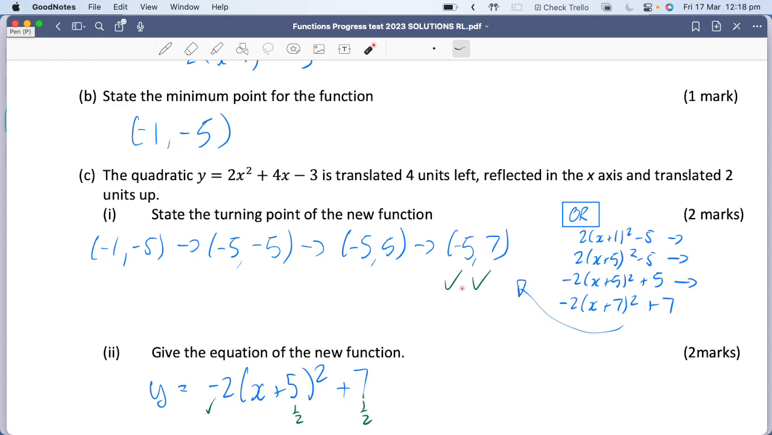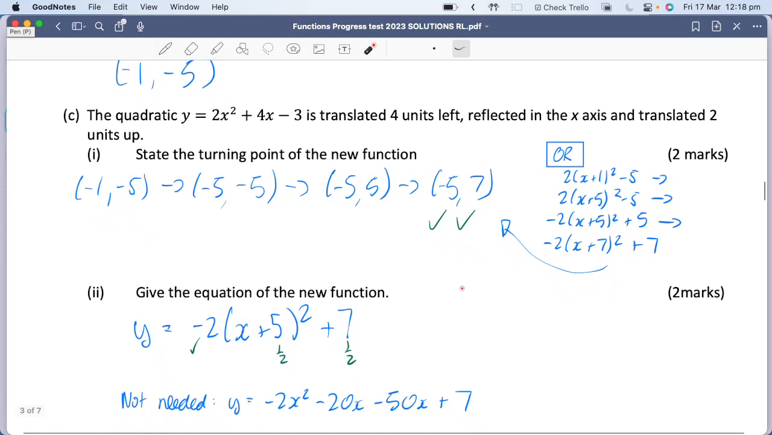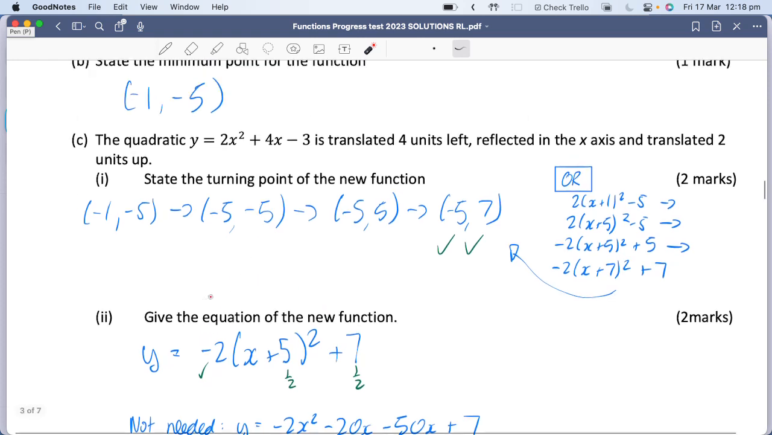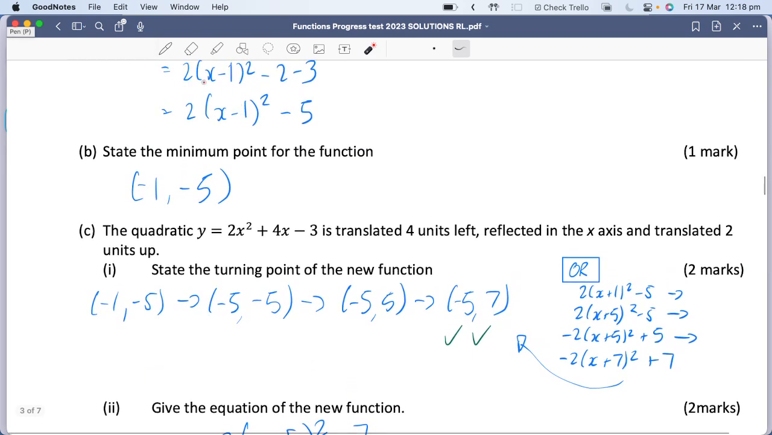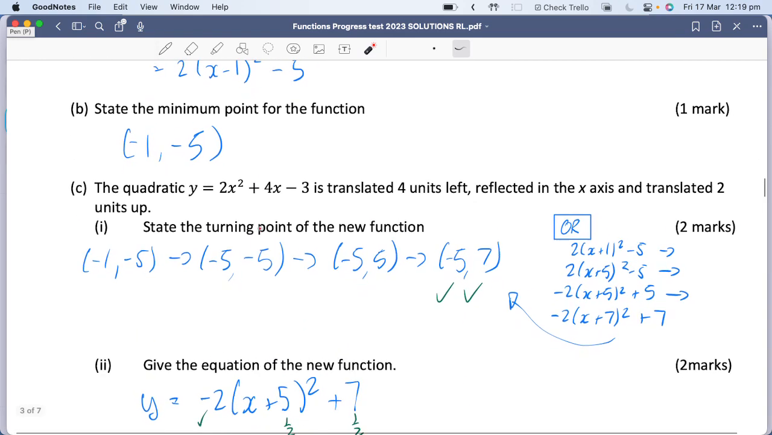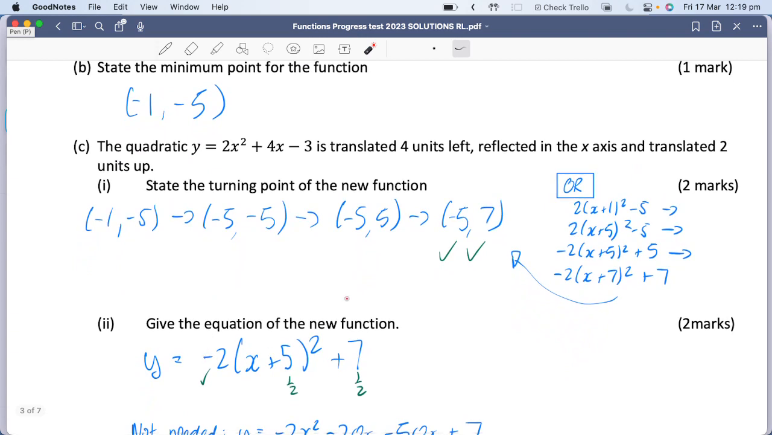Once you've transformed the point, give the equation of the new function. You don't have to do this at all. You just simply say, well, I know that it was dilated by 2 vertically. That hasn't changed. So it's going to be the same as this, except that should be a plus. It's going to be the same as that, except it's going to have a reflection. And I now know my new turning point. It's -5, 7, so it'll be x + 5 and a +7 there. That's it. 1 mark for remembering that there's a reflection. Half a mark because all you had to do was transfer it from here. You did not need to do this at all.